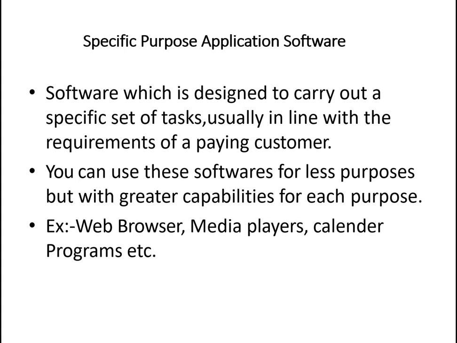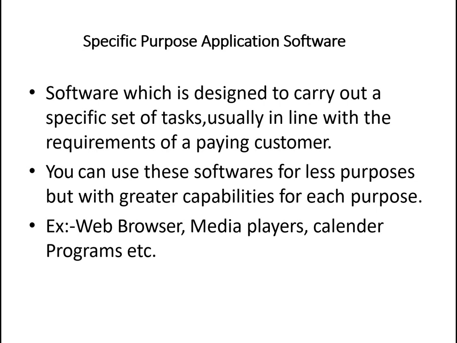So as the name suggests, it is software which is designed to carry out a specific set of tasks, usually in line with the requirements of the paying customer. So if your customer is requesting you to design a software according to their convenience, then that kind of software is known as specific purpose application software. Okay. So some web browsers will be designed according to their convenience, but they have far more features than others. So all those features which are to be included will be designed according to the request of the customers. So that kind of software is known as specific purpose application software.